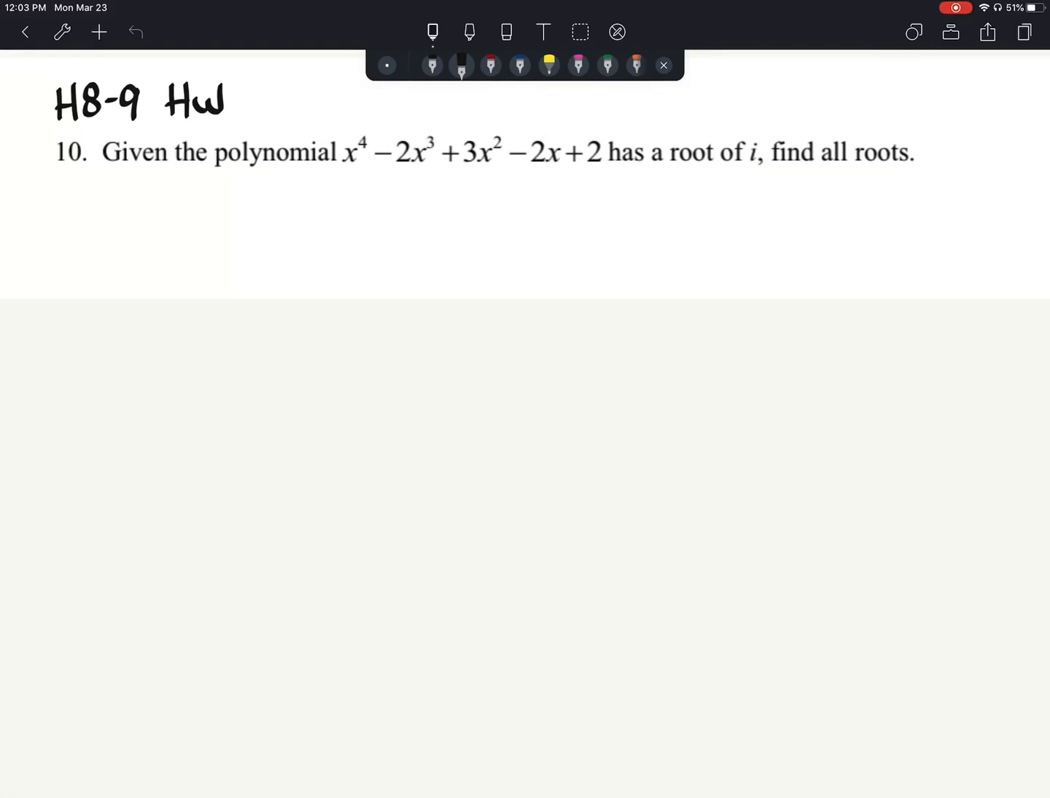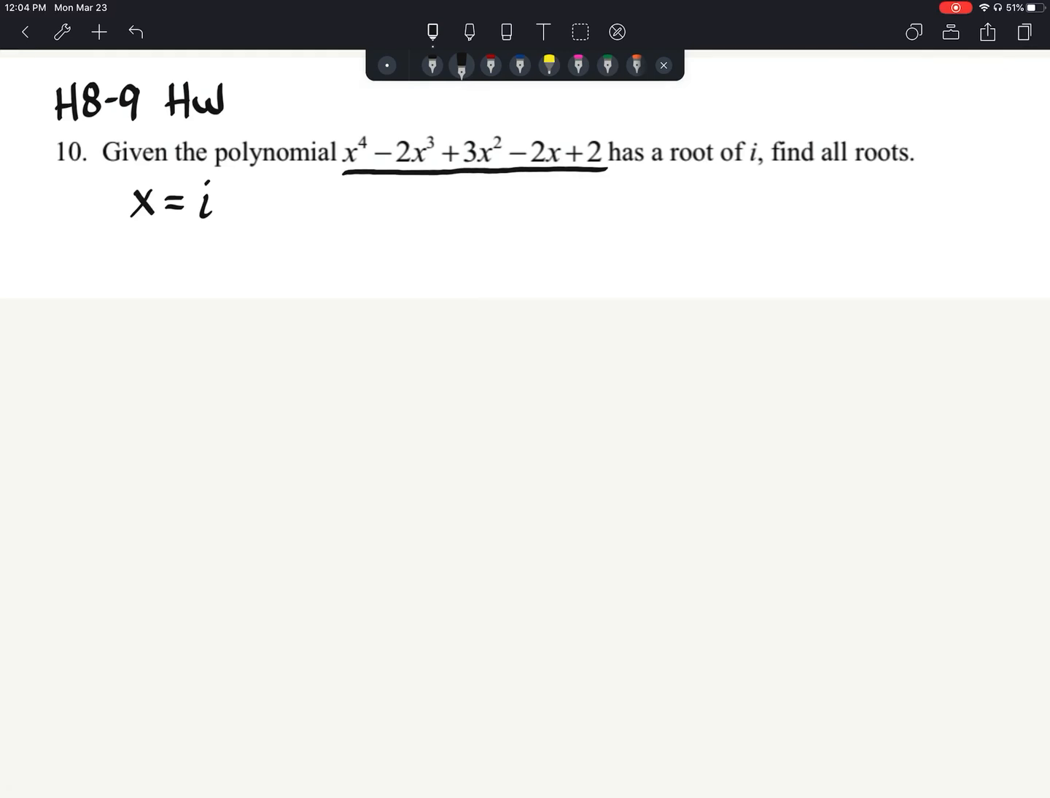This is problem number 10 from the H8-9 homework. Given the polynomial x to the fourth minus 2x to the third plus 3x squared minus 2x plus 2 has a root of i, find all roots. All right, with this one, we've got this polynomial to start out, and all they're giving us here is that one of our roots is i.